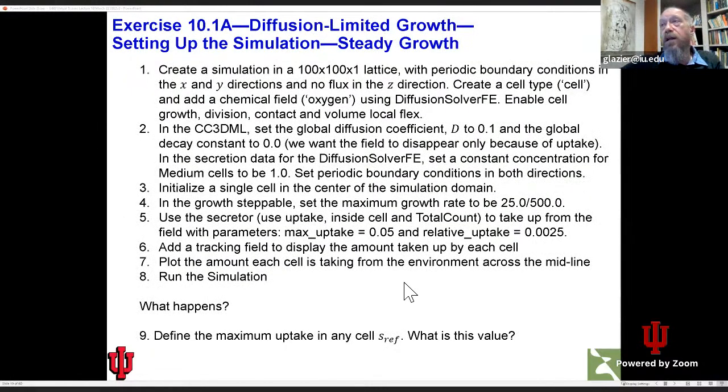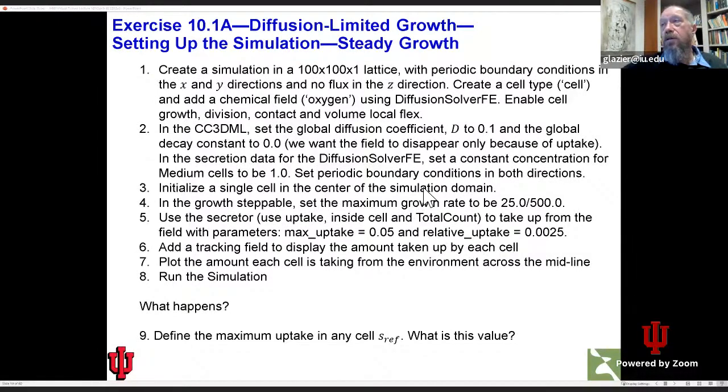And so the exercise is the following. Let's create a simulation, 100 by 100 lattice. I wouldn't get rid of your necrotic and quiescent cell types. You can use the simulation you've got now. You will need to unfreeze the cell types. And here I said call it cell, but just use your proliferating cell type from before. You have your chemical field, whatever you called it, diffusion solver FE. And now you want to turn on cell growth, division, contact, and volume local flex in your simulation.